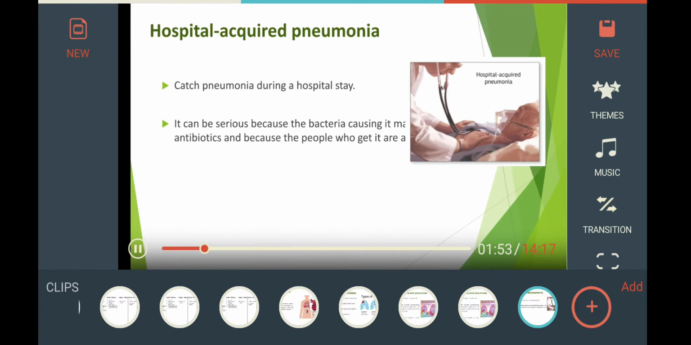Hospital-acquired pneumonia, or nosocomial pneumonia, refers to any pneumonia contracted by a patient in a hospital at least 48 to 72 hours after being admitted. The difference between hospital-acquired and community-acquired: in hospital-acquired pneumonia, it is usually caused by a bacterial infection rather than a virus.